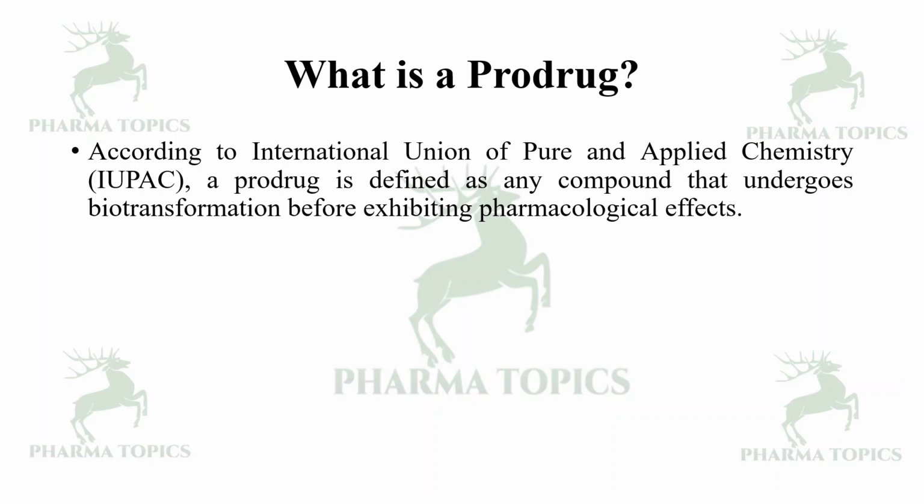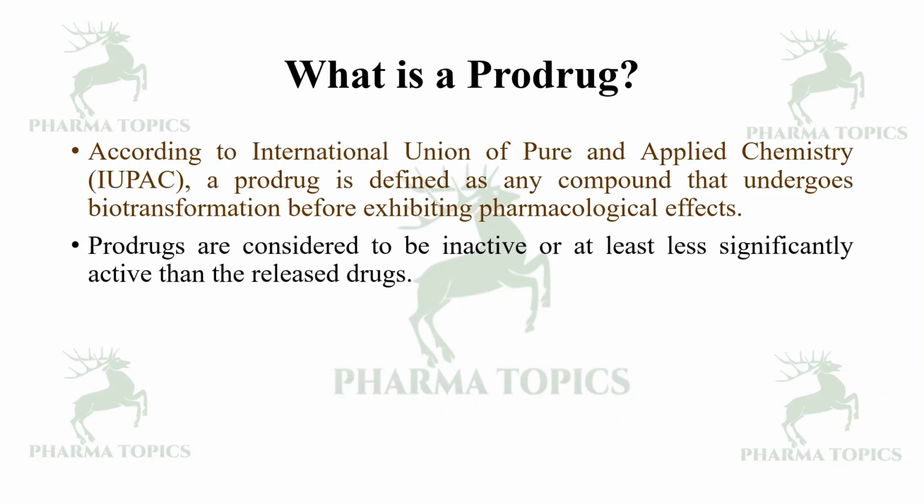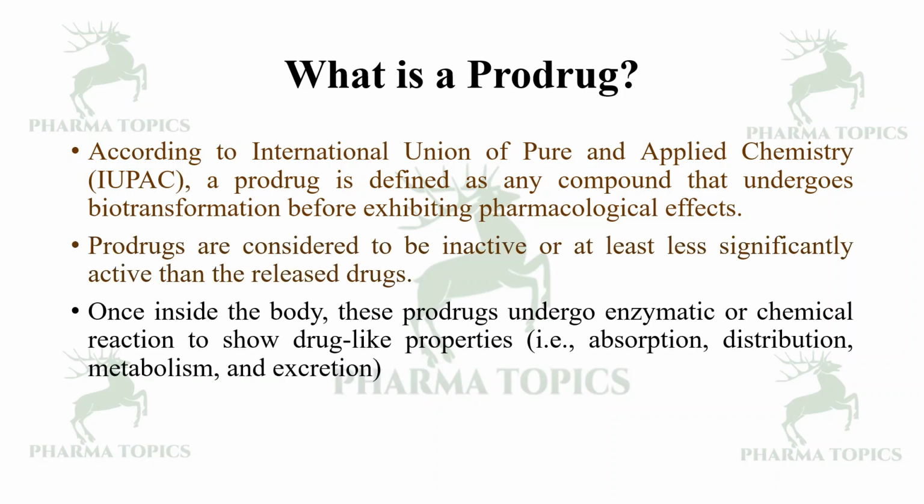According to the International Union of Pure and Applied Chemistry, a prodrug is defined as any compound that undergoes biotransformation before exhibiting pharmacological effects. Prodrugs are considered to be inactive or at least less significantly active than the released drugs. Once inside the body, the prodrugs undergo enzymatic or chemical reaction to show drug-like properties. That is good absorption, good distribution, good metabolism, and get easily eliminated.